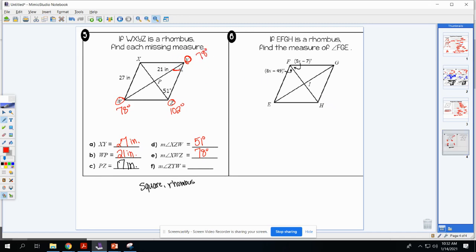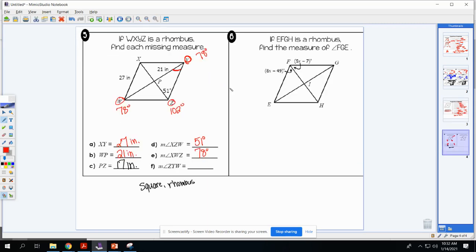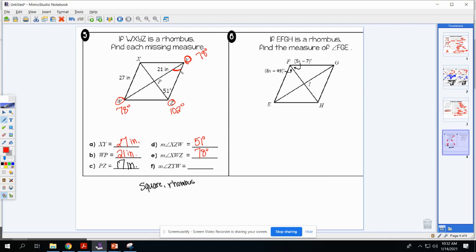Well, if I know that the full angle here is 78 degrees, and I know that our diagonals bisect, sorry, they don't bisect each other, but they bisect the opposite angles, well, that means that 78 here is going to get cut in half. We know the full angle is 78. The angle was cut in half, so that means both of those small angles are going to be 39 degrees.